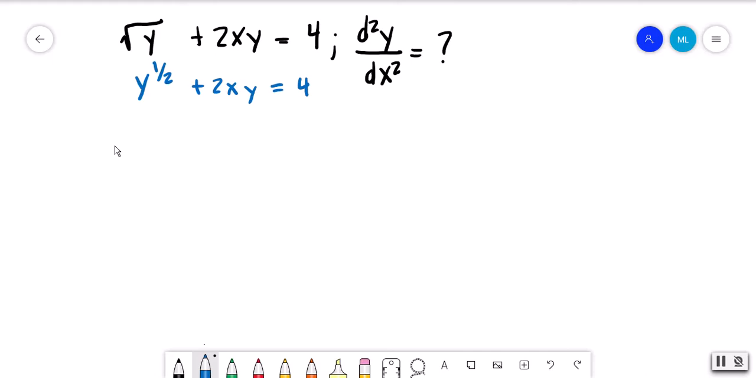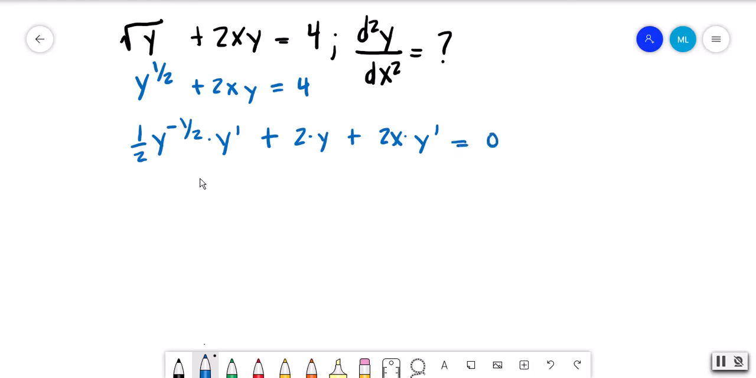Now, this definitely is a challenge, to be honest. So we have 1/2 y to the negative 3/2 multiplied by, actually it's not 3/2, is it? It's negative 1/2, sorry. That should be negative 1/2 times y prime. I'm just going to use y prime because I'm going to get tired of writing dy/dx repeatedly. So plus 2 times y plus 2x times y prime equals 0.